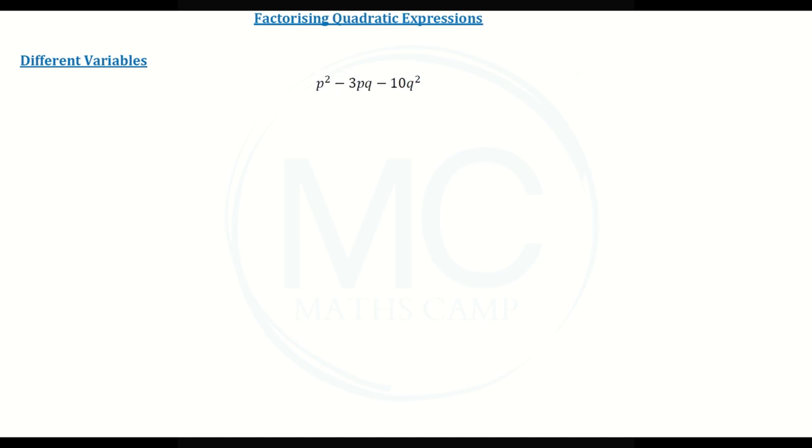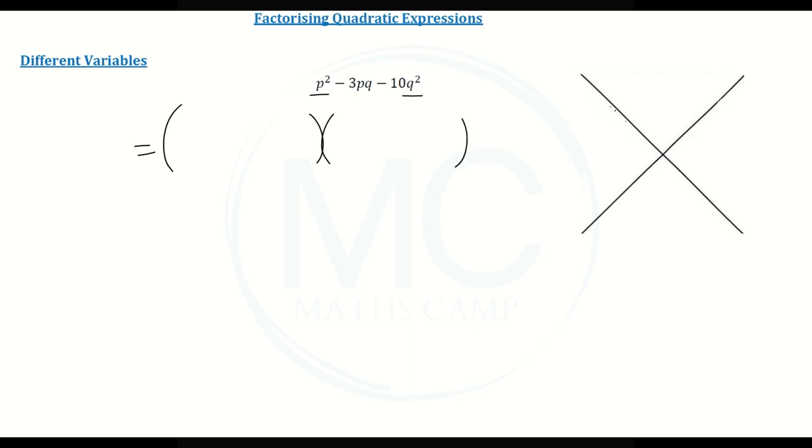Let's do another example. Here we have p squared and we have q squared. So we can start by opening up our two brackets. The square root of p squared is p. So we get p over here, the variable in the first term of the first bracket, and the variable in the first term of the second bracket. The variable in the third term is q squared. So we square root and we get q. So we have q as the variable in the second term of the second bracket as well.